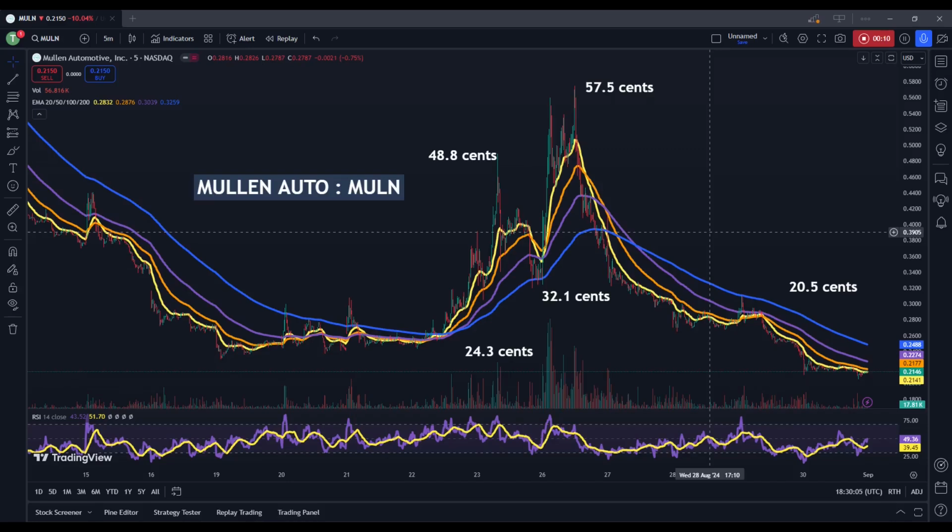We have the current stock market update for MULLEN Automotive Incorporated, stock ticker MULN.